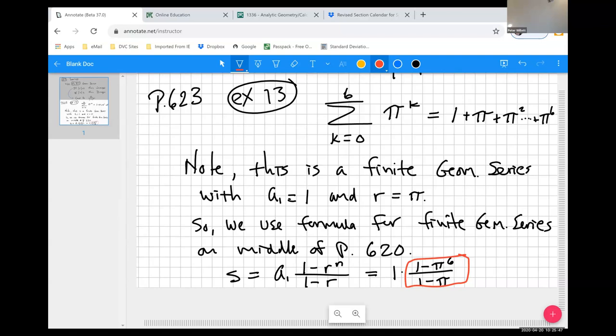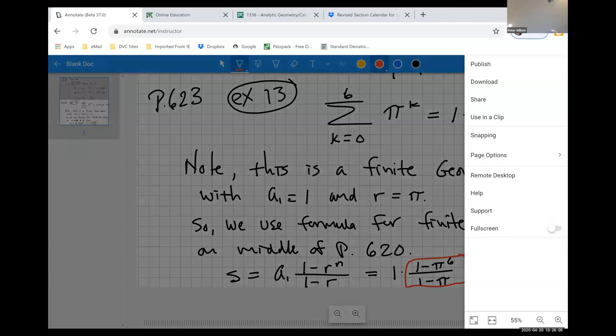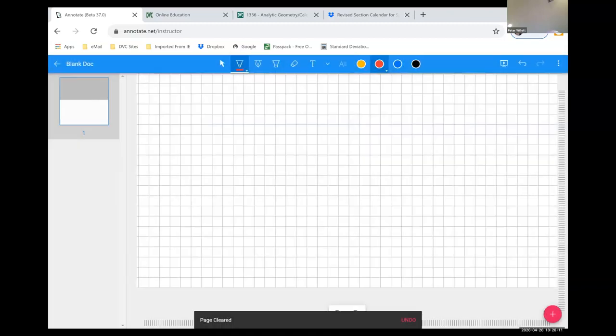Questions, comments, discussion about that first example I did for you? Okay, so let's try another example. That was using a formula to find the total for a finite geometric series.